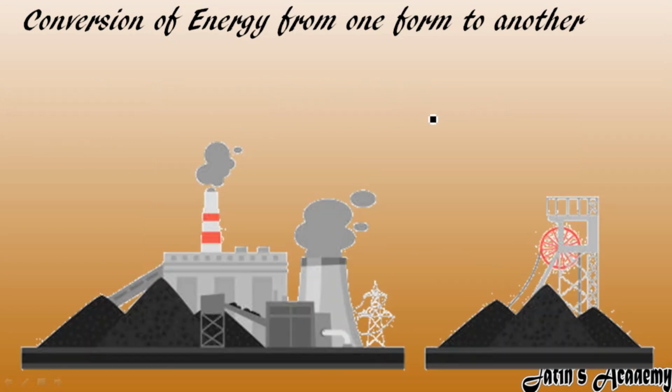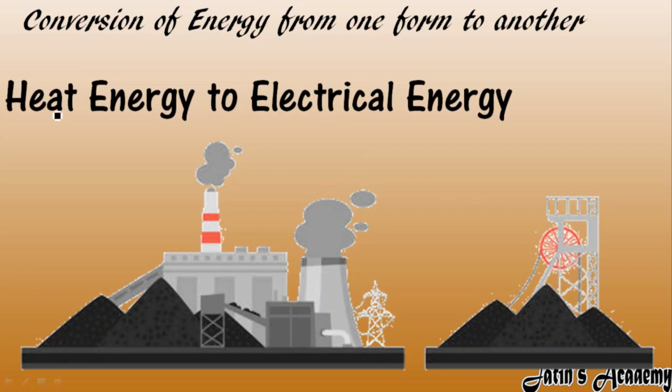Next we have a power plant. In the power plant we are giving heat and we are generating electricity. So heat energy to electrical energy. Coal is burned here, so heat energy is converted into electrical energy.